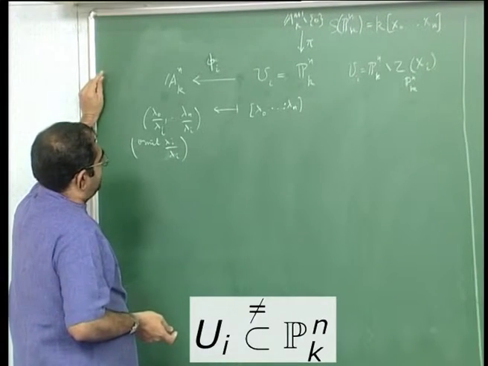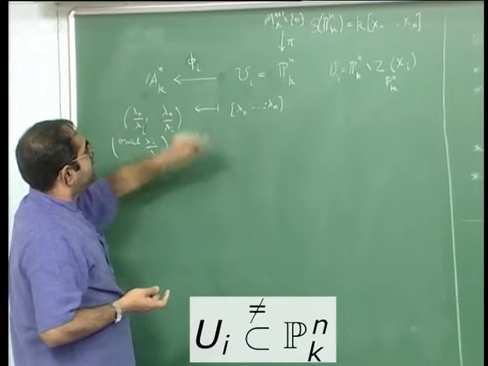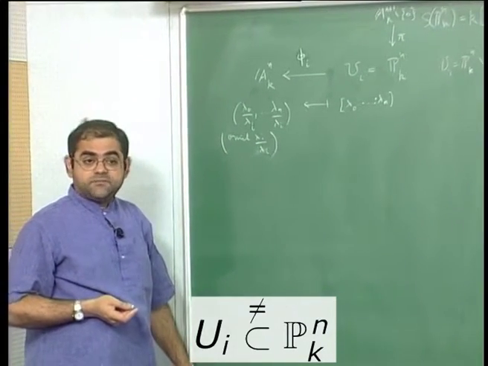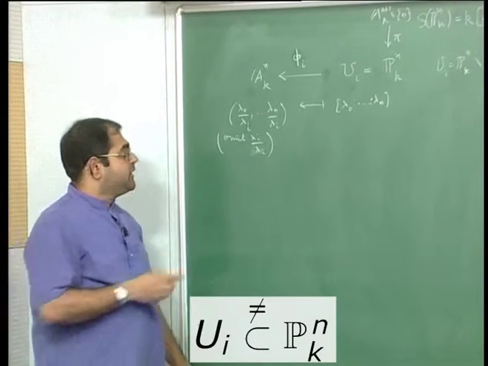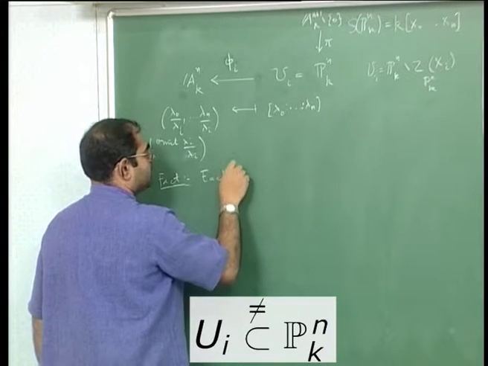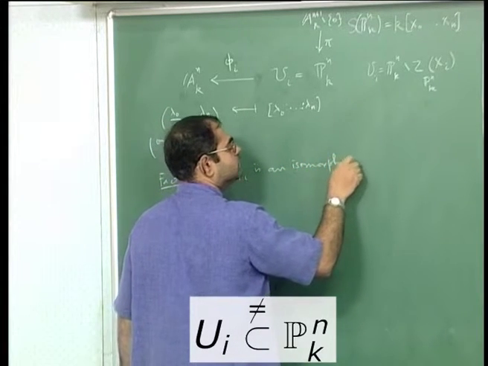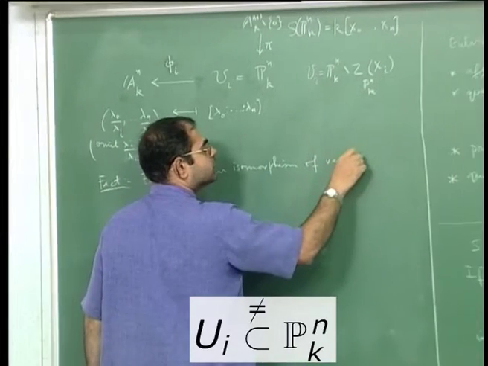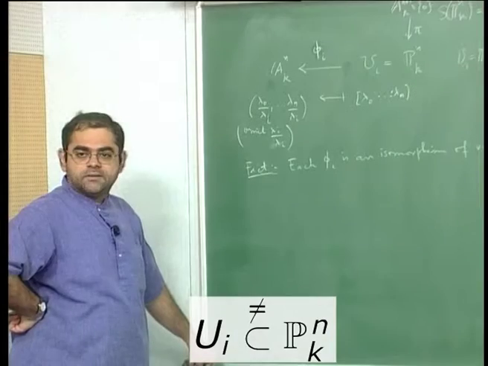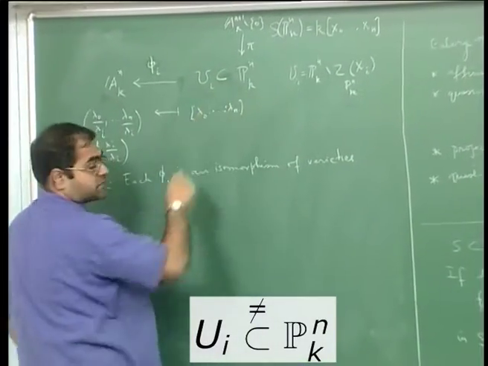To make things clearer, what I want to say is that these phi are not just homeomorphisms. These phi's are actually isomorphisms of varieties. Okay, so fact: each phi is an isomorphism of varieties. Yeah, okay, this is not equal, I am sorry, this should be a subset of Pn.